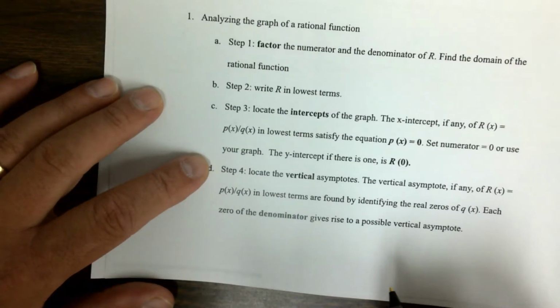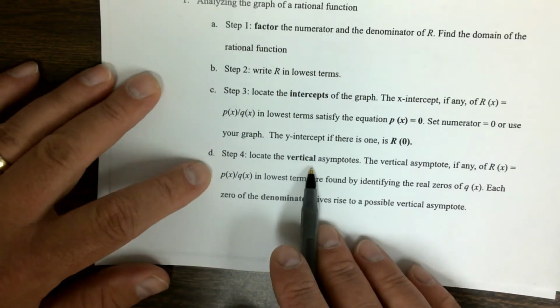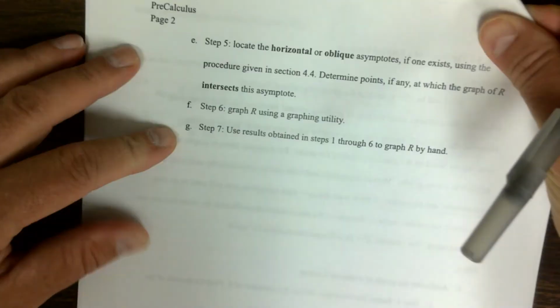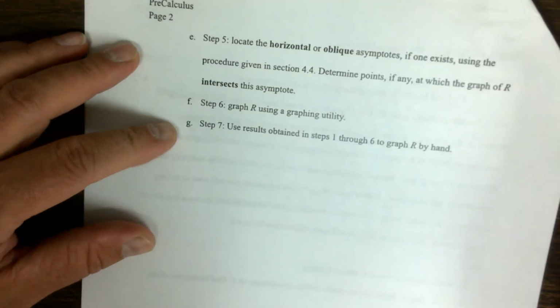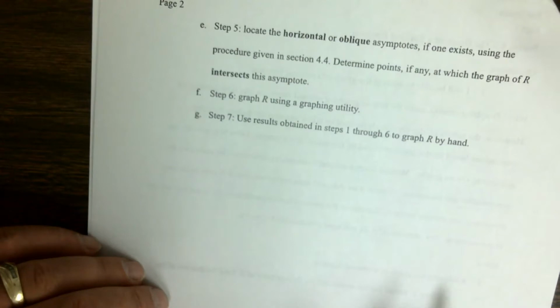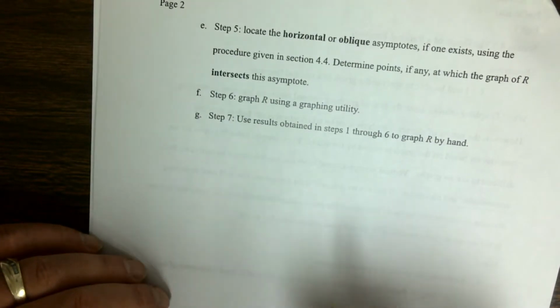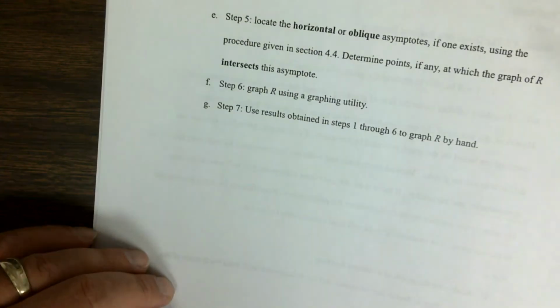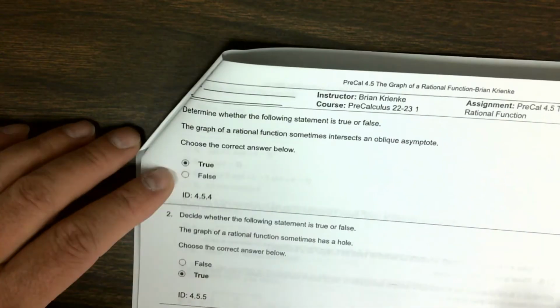Locate the vertical asymptotes and the horizontal asymptote or slant asymptote. Determine which points, if any, intersect. And then graph it, and then use those same steps to graph by hand. Okay, so those are the steps. It's pretty similar to what we did before. So let's jump into the problems.